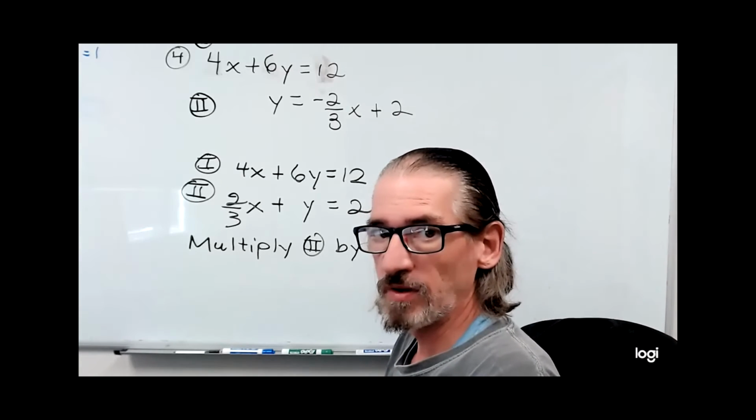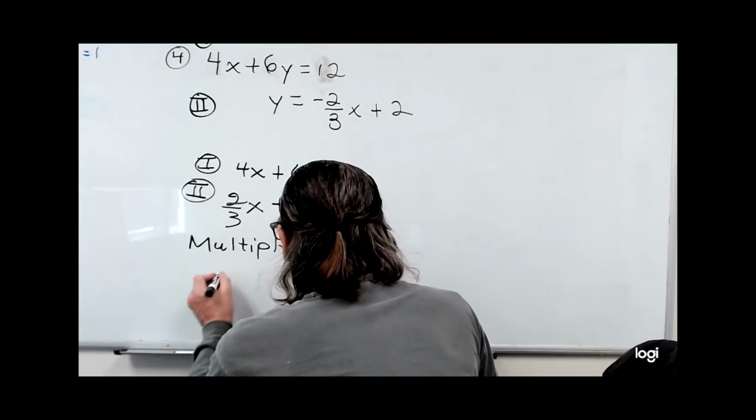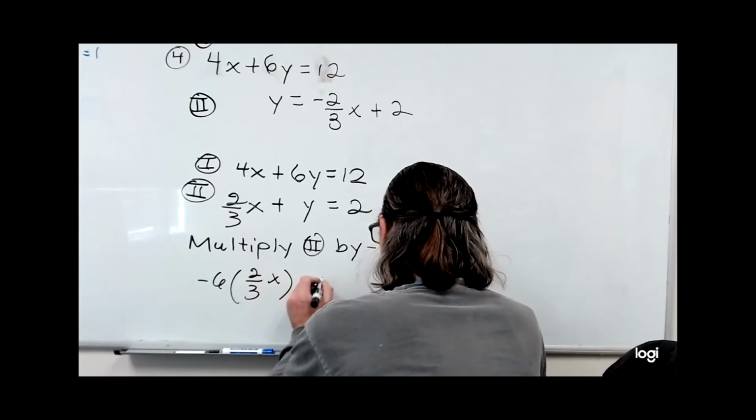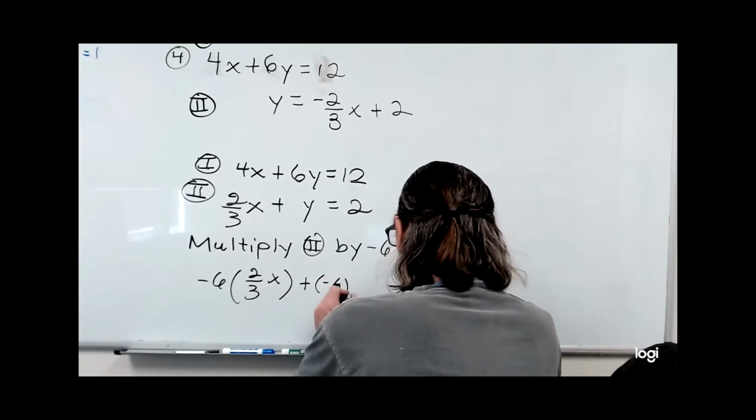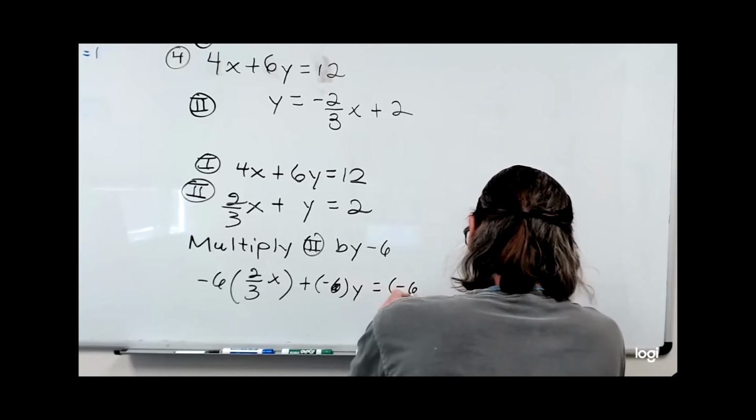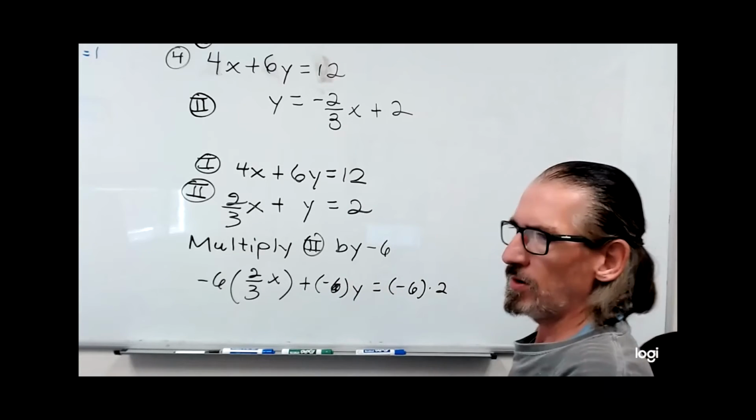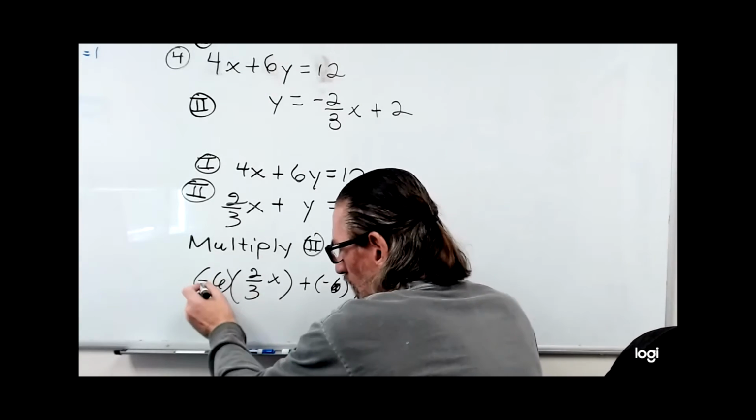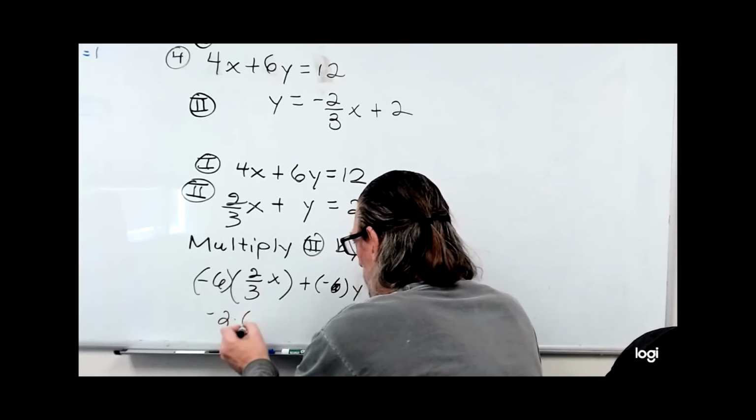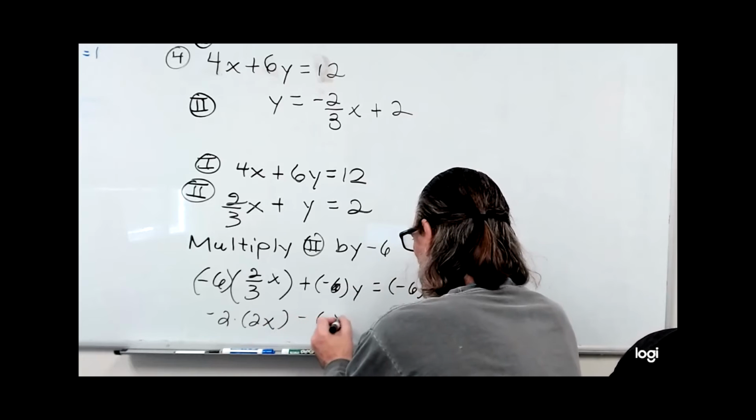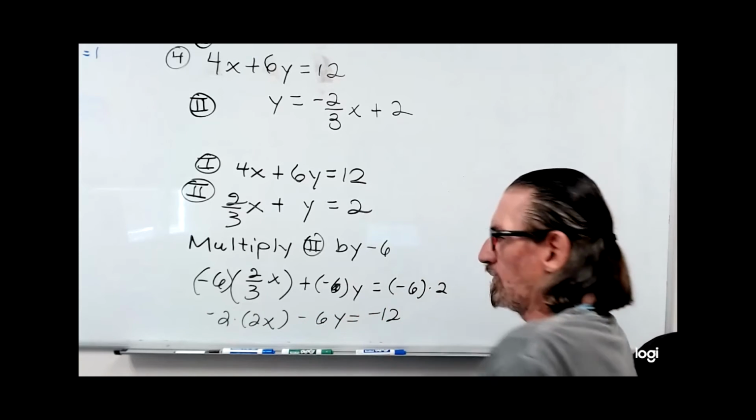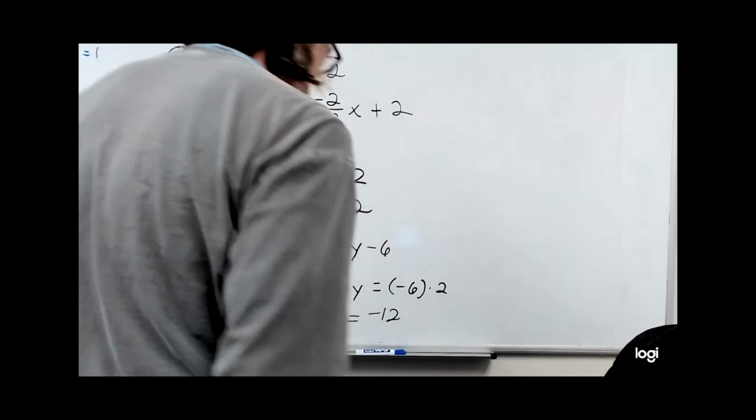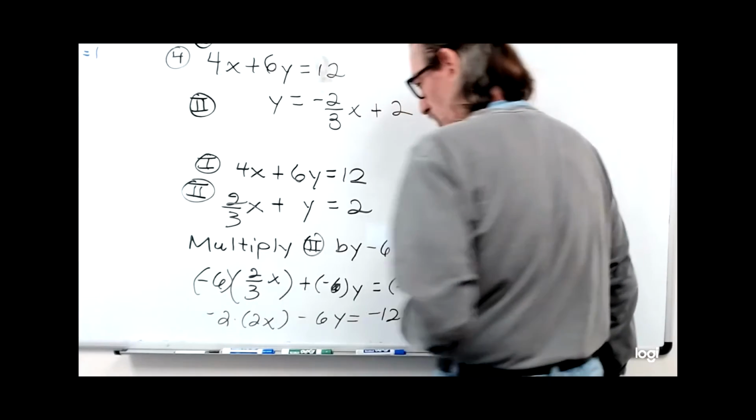Turns out it's actually not going to be that much of a problem, because the denominator of 3 will go into the 6. Again, remember that we have to multiply every term on both sides by that same number. 3 goes into 6 twice, still negative though, so -2 times 2x minus 6y equals -12. And -2 times 2x is -4x. That's our rewrite of equation 2.